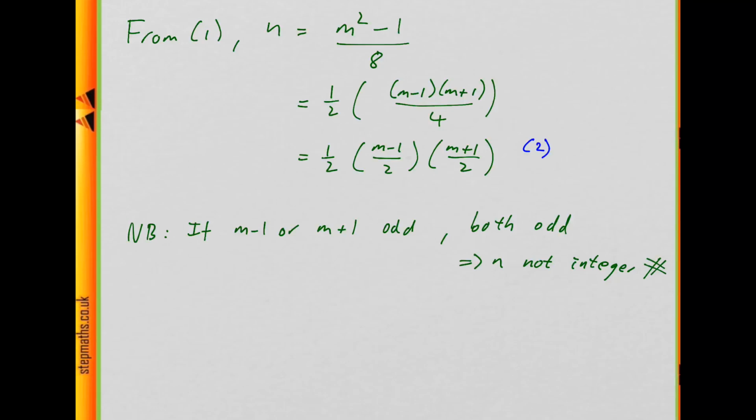So in order for n to be an integer, m minus 1 and m plus 1 both have to be even. So 2 has to divide m minus 1 and 2 has to divide m plus 1. And that means each of these brackets will be an integer, which is good. So we're getting closer to where we want to be. And we want one of them to be k and the other to be k plus 1. So if we make the smaller one k, we're hoping the other one will be k plus 1.